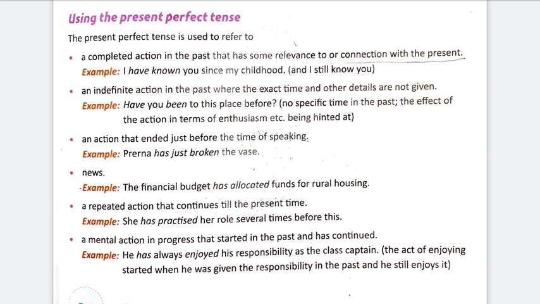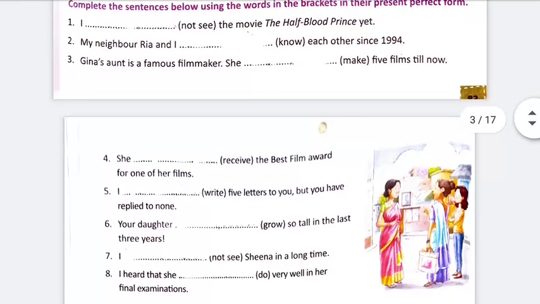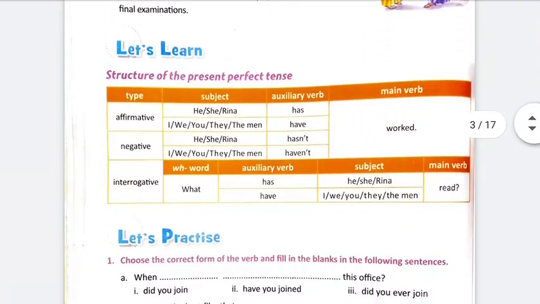Again, a mental action in progress that started in the past and has continued till now is also expressed through present perfect tense. For example, he has always enjoyed his responsibility as the class captain. So now also he is class captain. Previously also he was there as the class captain and he enjoyed it before also and he enjoys it now also. This expression can be expressed through present perfect tense. Let's practice now. You will be solving on your own. I will check and later on I'll be sharing the answers with you.